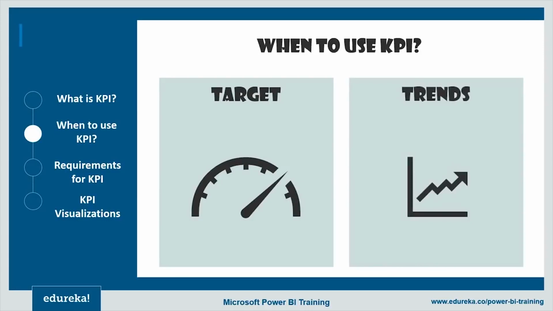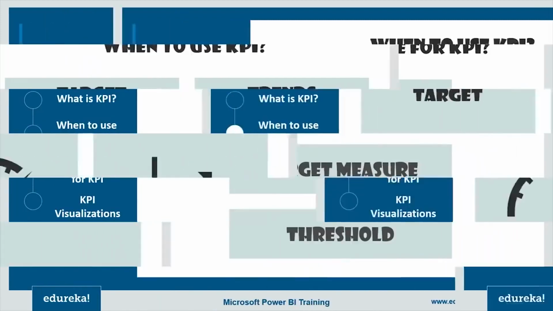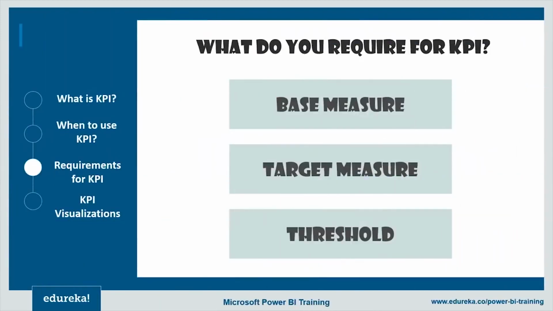Since a KPI is based on a specific measure, it is designed to help you evaluate a current value and a status of the metric. So when we ask what you require for a KPI, it basically requires a base measure that evaluates to a value and a target measure. It also requires a threshold or a goal which the target is set against.